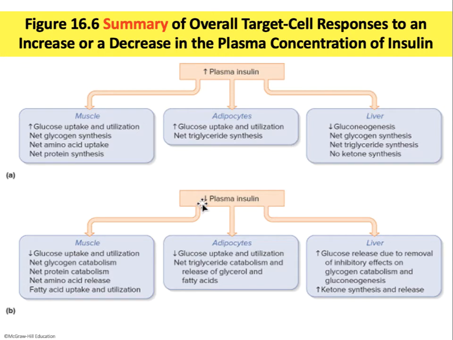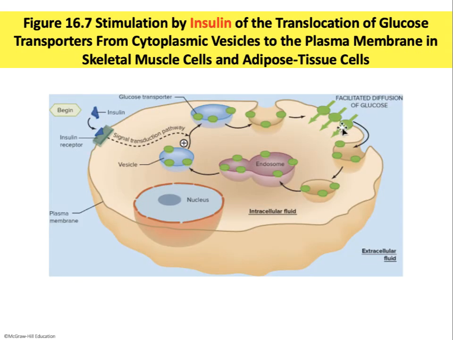Contrast that with a drop in plasma insulin levels, which results in a reduction or the reversal of many of these biochemical maneuvers by the same types of cells. At the molecular level, we now understand exactly how insulin exerts its influence. Insulin, being a peptide hormone, binds to a receptor on the surface of the cell, and through signal transduction results in an upregulation of glut proteins. And glut proteins are glucose transporters. So they increase the rate of transport of glucose into cells.